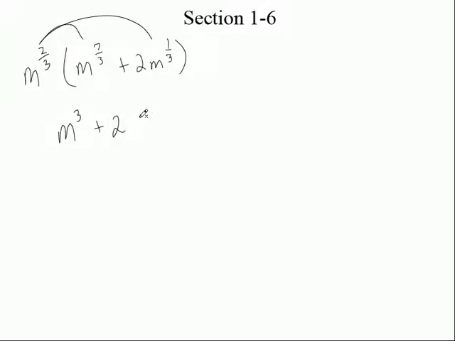Now let's multiply the m's together. They've got the same base, so we keep the base the same and add the exponents. 2/3 plus 1/3 is 3/3, and 3/3 is 1. So it's just 2m to the first, and then I'm finished. That's all there is to that. You could put a 1 there if you wanted to, but you don't need it, so I'm not going to. Wow, that just seems too easy, doesn't it?